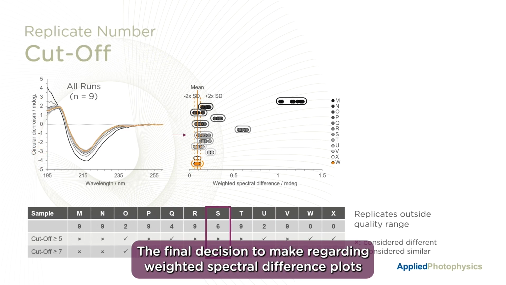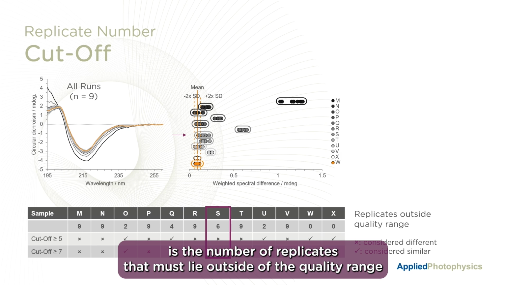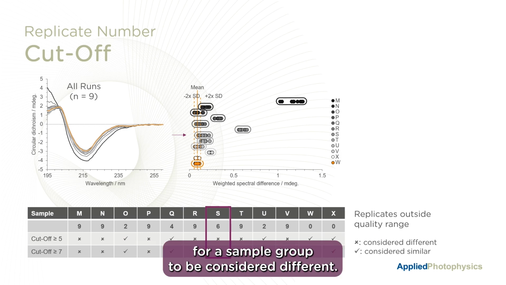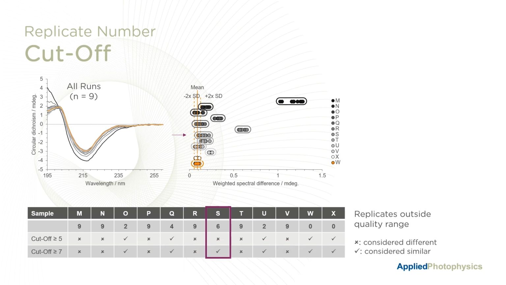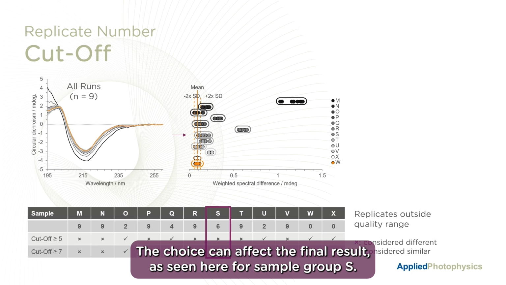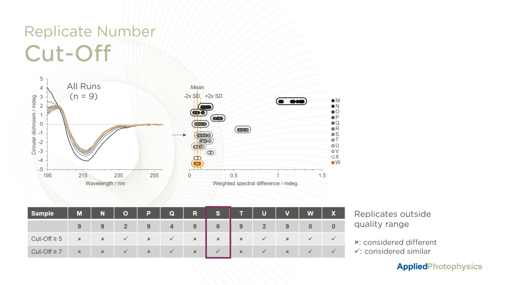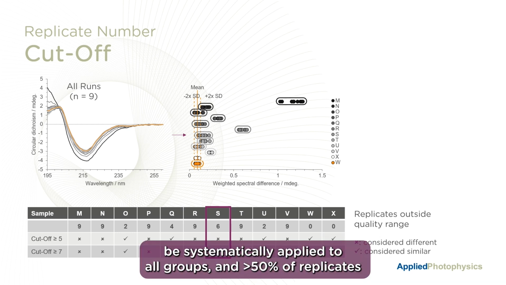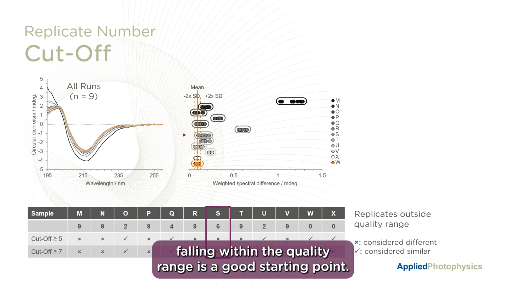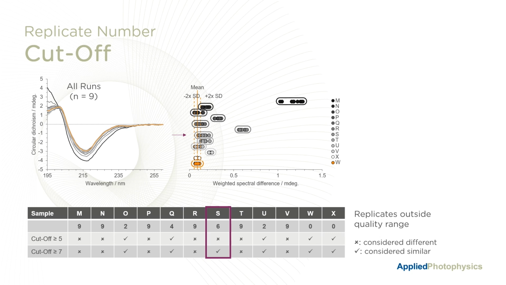The final decision to make regarding weighted spectral difference plots is the number of replicates that must lie outside of the quality range for a sample group to be considered different. The choice can affect the final result, as seen here for sample group S. Again, the chosen cutoff must be systematically applied to all groups, and greater than 50% of replicates falling within the quality range is a good starting point.